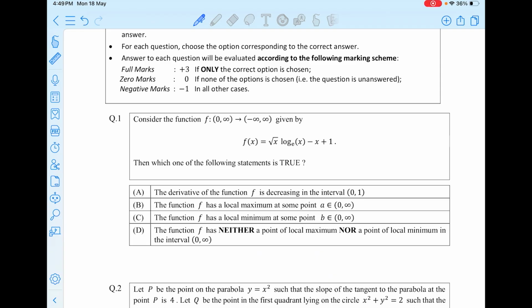So hello students, today we will be discussing paper 1 of JEE Advanced 2026. The pattern of this paper was similar to the 2025 paper. So let's start the discussion.